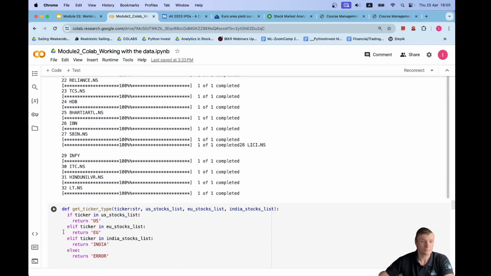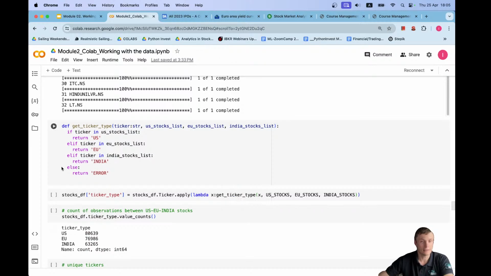33 tickers. I also define a field, and this is another technique when it's not an easy calculation and you want to create a new field.